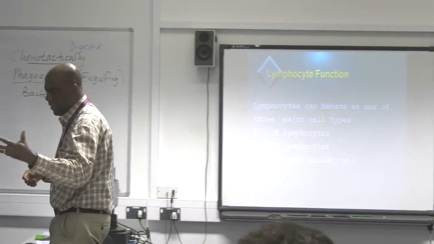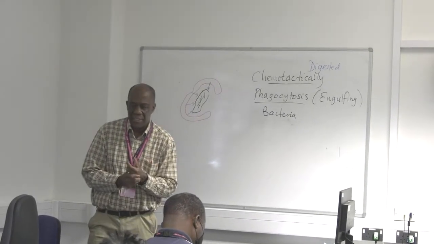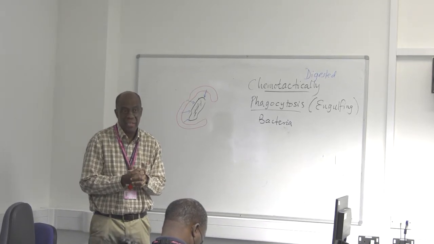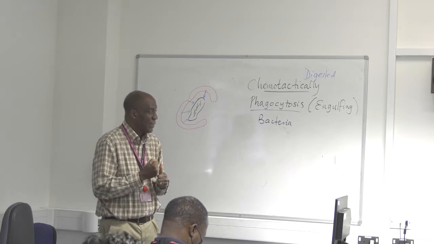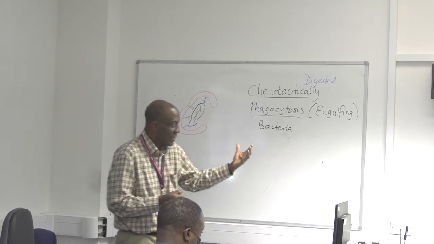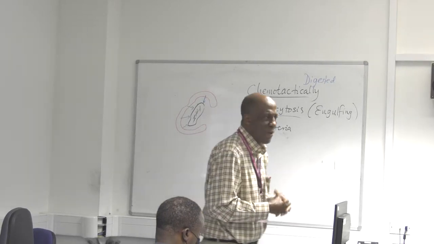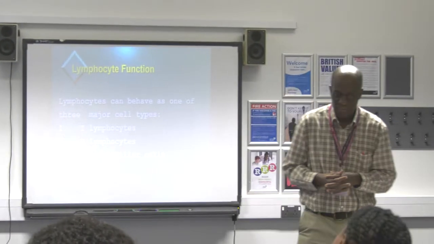So remind yourself that when you are researching, research what a T does, research what a B does, and then research what a natural killer does. There's a B, there's a T, there's a natural killer. Still a white blood cell. But what role do they play? How do they help us? Is the next question.